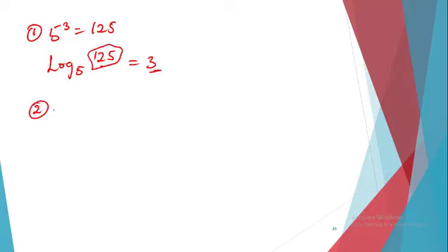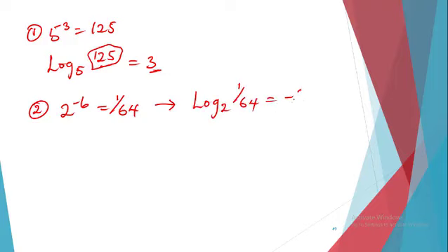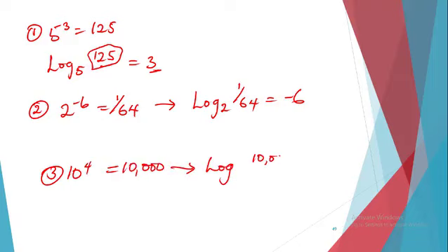Okay? Assuming we have 2 raised to power minus 6 to be equal to 1 over 64, it just means log 1 over 64 base 2 is equal to minus 6. Is that correct? Yeah. 2 raised to power minus 6 will give us 1 over 64. Okay? Then lastly, let's assume we have 10 raised to power 4 to be equal to 10,000. This is log 10,000 base 10 equals 4. As simple as that.